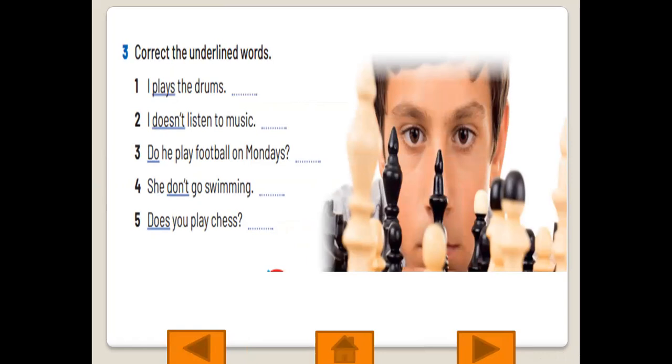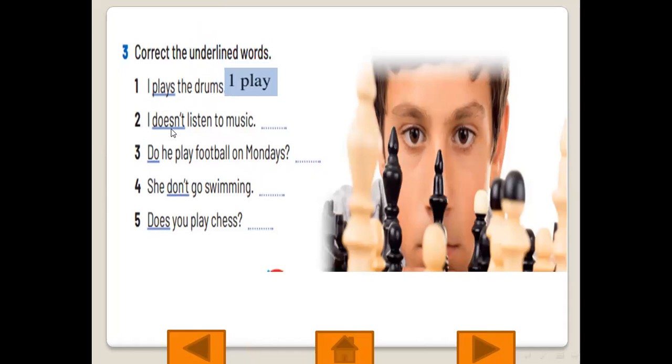You understood the lesson, okay? Correct the underlined words. Number one: I plays the drum. Here, plays is incorrect. Try to make it correct. My advice to you is to look at the subject pronoun here. The subject pronoun is I. So it's not correct to add s when the subject pronoun is I. It's wrong. So the right answer will be play.